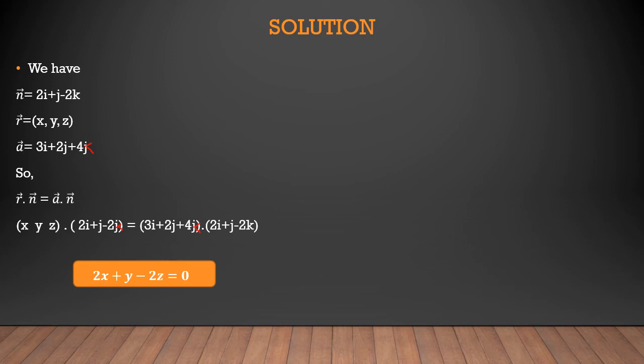Now I'm going to apply this formula. Hence r, you will have as x, y, and z, dotted with the normal 2i plus j minus 2k, which equals the point a, 3i plus 2j plus 4k, dotted with the normal. Dotting it, first of all I get 2x plus y minus 2z. Now if I dot the other side, I'm going to have 6 plus 2 minus 8. That simply gives me 0, and hence the equation of the plane is 2x plus y minus 2z equals 0.